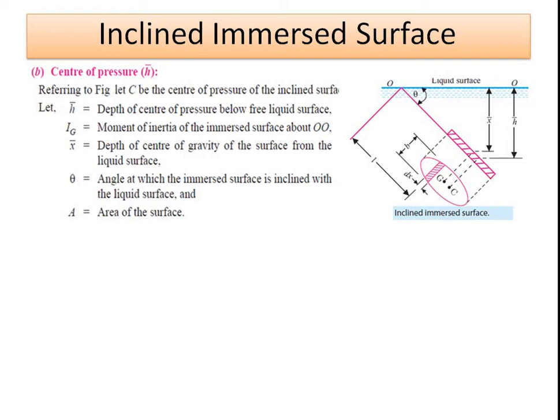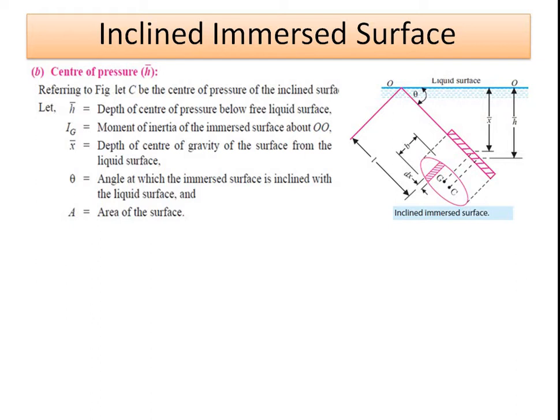Now again consider the same figure. Let C be the center of pressure of the inclined surface, which we already discussed. Then let the location of C be at a distance of H bar, which is known as the center of pressure distance. The H bar is nothing but the depth of the center of pressure below the free liquid surface.